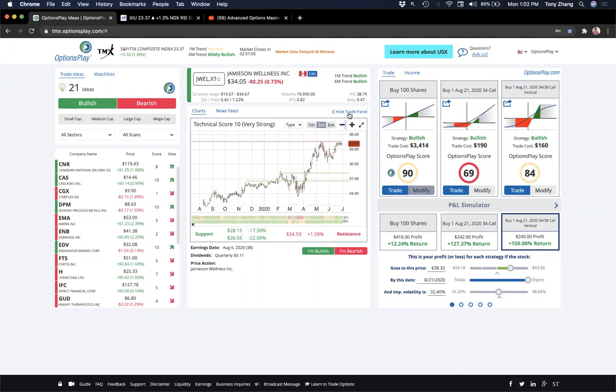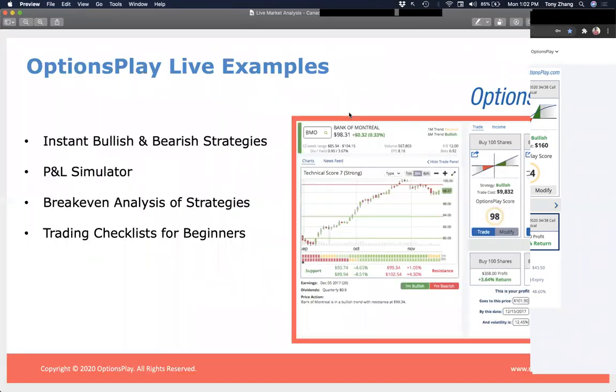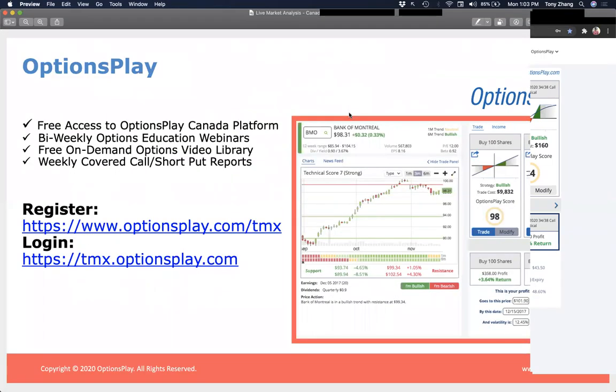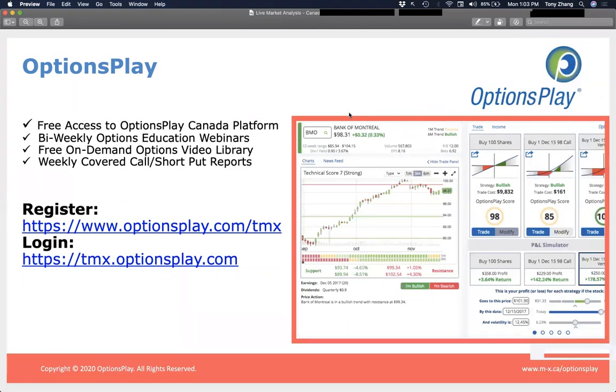So again, I hope that this was useful in helping you understand how we utilize and look at the markets using technical analysis, and how we use Options Play to look at the different strategies side by side and get a sense for how to go about trading it.